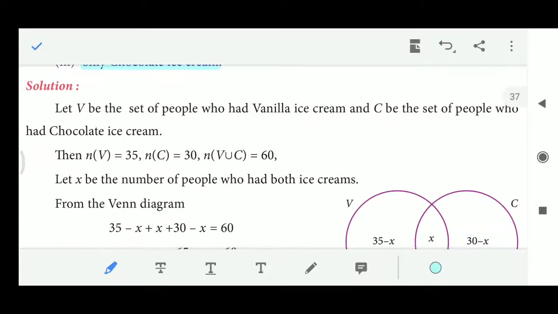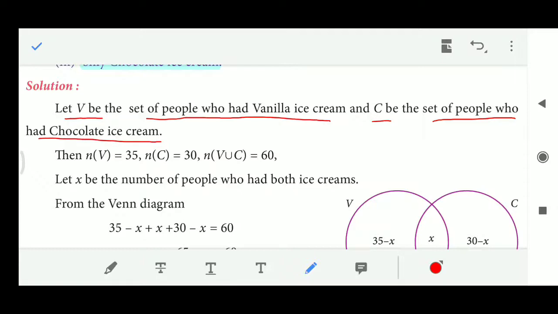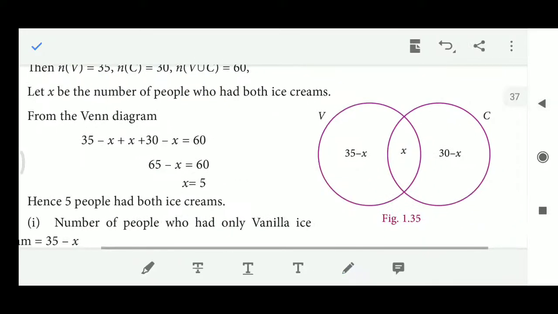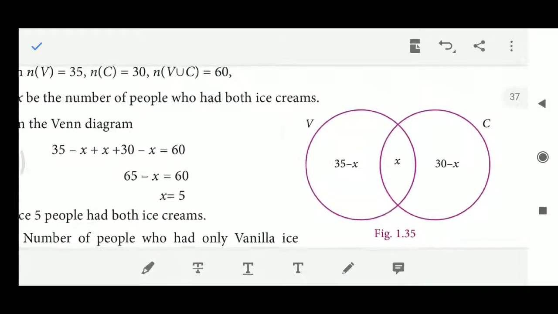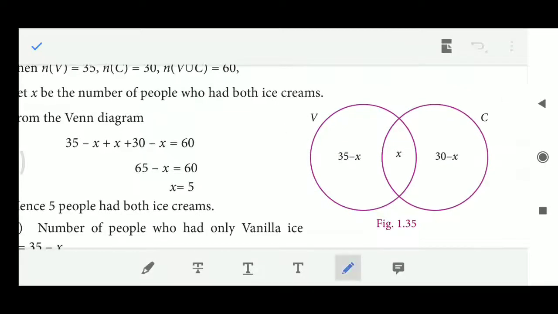The solution is, first you have to assume the set of people who had vanilla as V and the set of people who had chocolate ice cream as C. Now from the question, we have n of V is equal to 35, n of C is equal to 30, n of V union C, that is the total number of people, is 60. Here first we have to find the intersection, so for that we draw the Venn diagram.